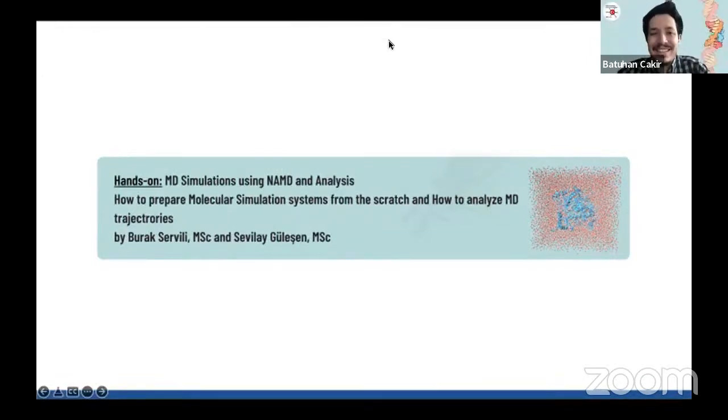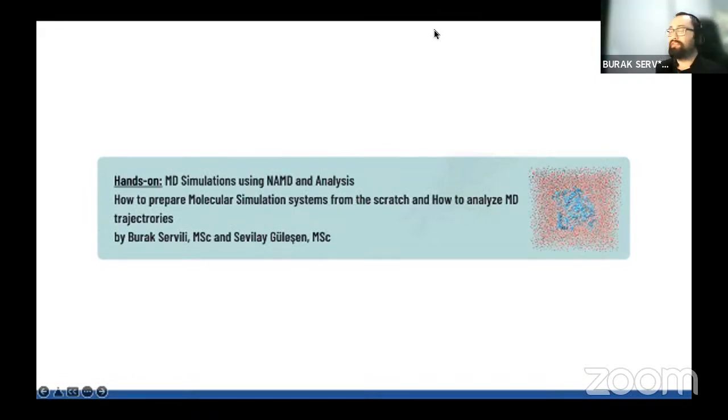Hello, everyone. My name is Burak Servili, and I'm a PhD student at Kadir Has University. I'm working on molecular dynamics simulations and drug design, and my thesis is about an ion receptor named NMDA in nerve cells. This is a hot topic because if there is any structural problem with this ion receptor, it causes neurological diseases like Alzheimer's and Parkinson's disease. Well, that's me. So let's start.